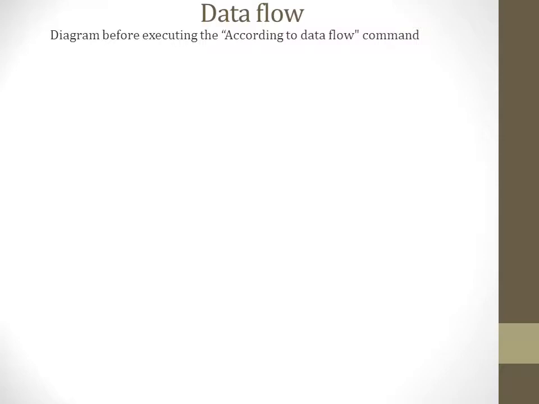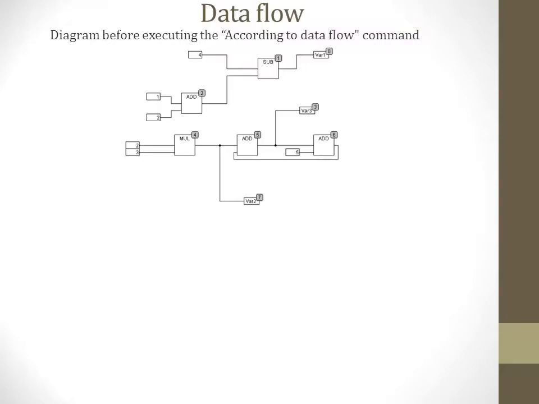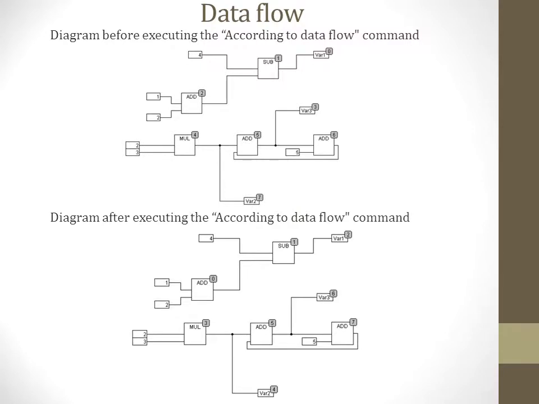Diagram before executing the command according to data flow. So as we see, this is the diagram before executing the command. After executing this command, this diagram will be as we see. All commands in the program will be implemented by execution according to the data flow.